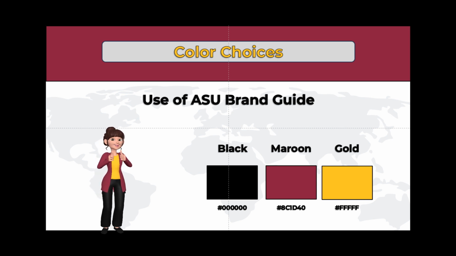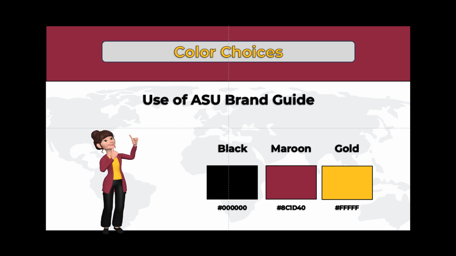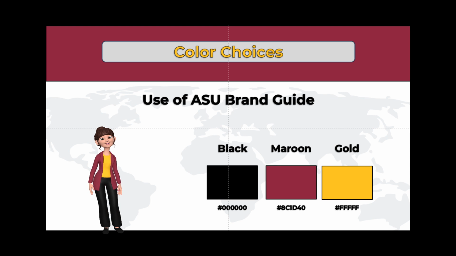Additionally, these colors were chosen for their psychological impact. Maroon conveys a sense of power and confidence, while gold symbolizes success and achievement. The raised black lettering against the white background creates a striking contrast, drawing the eye to what is important. By using these colors, we aim to make the presentation visually appealing and aligned with ASU's established brand.